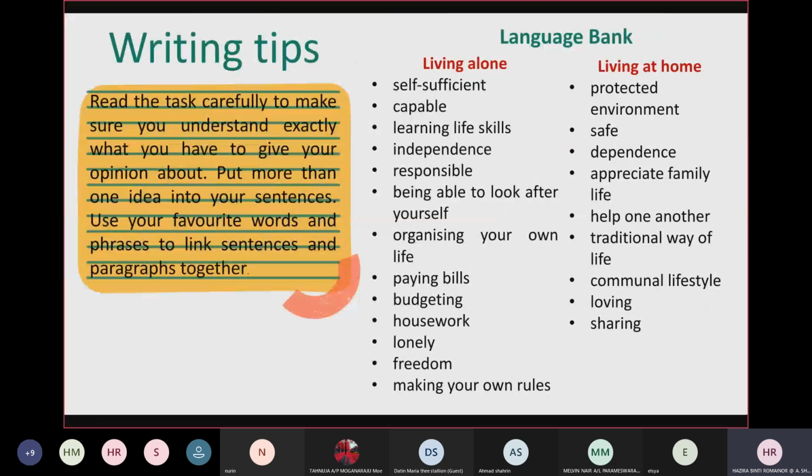Read the task carefully to make sure you understand exactly what you have to give your opinion about. Put more than one idea into your sentence. Use your favorite words and phrases to link sentences and paragraphs together.